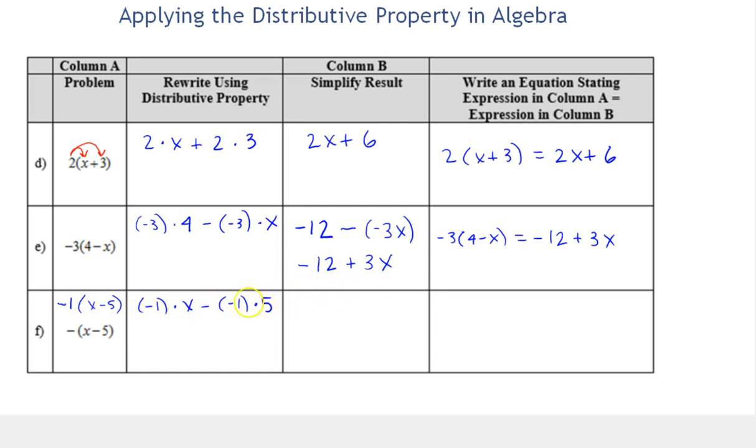So now we're going to simplify our results. Well, negative 1 times x, we write that as just negative x. And we'll do this in 2 steps again. So minus negative 5. But if we subtract a negative, that's the same as adding a positive. So this is negative x plus 5. So now writing an equation showing our expressions are equal, the opposite of x minus 5 equals negative x plus 5.